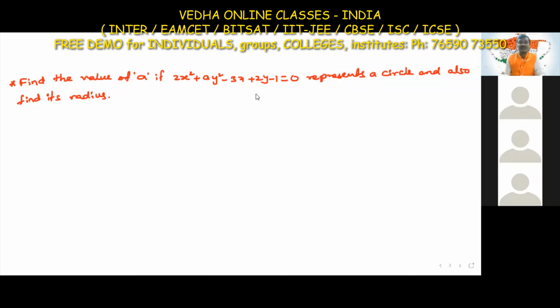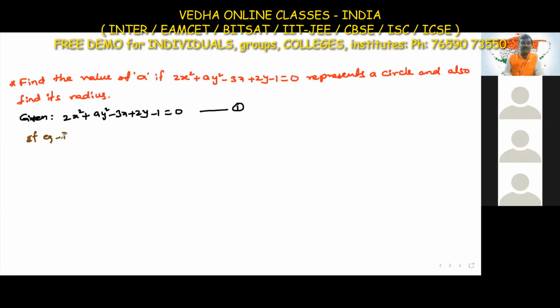This is the question. First we write the given equation. The given equation is 2x square plus ay square minus 3x plus 2y minus 1 equal to 0. This is the given equation, and it is given that this is representing a circle. If the above equation represents a circle, we have the concept that the coefficient of x square and the coefficient of y square must be equal.